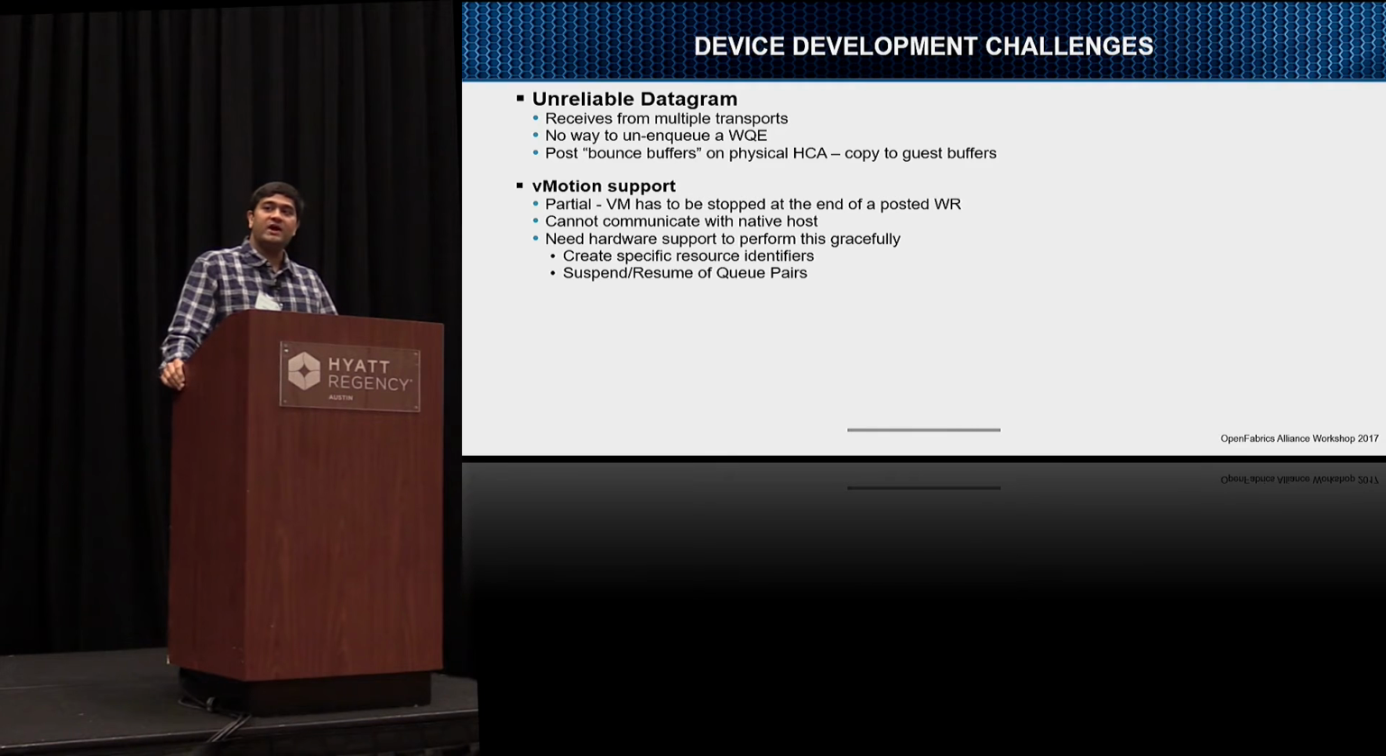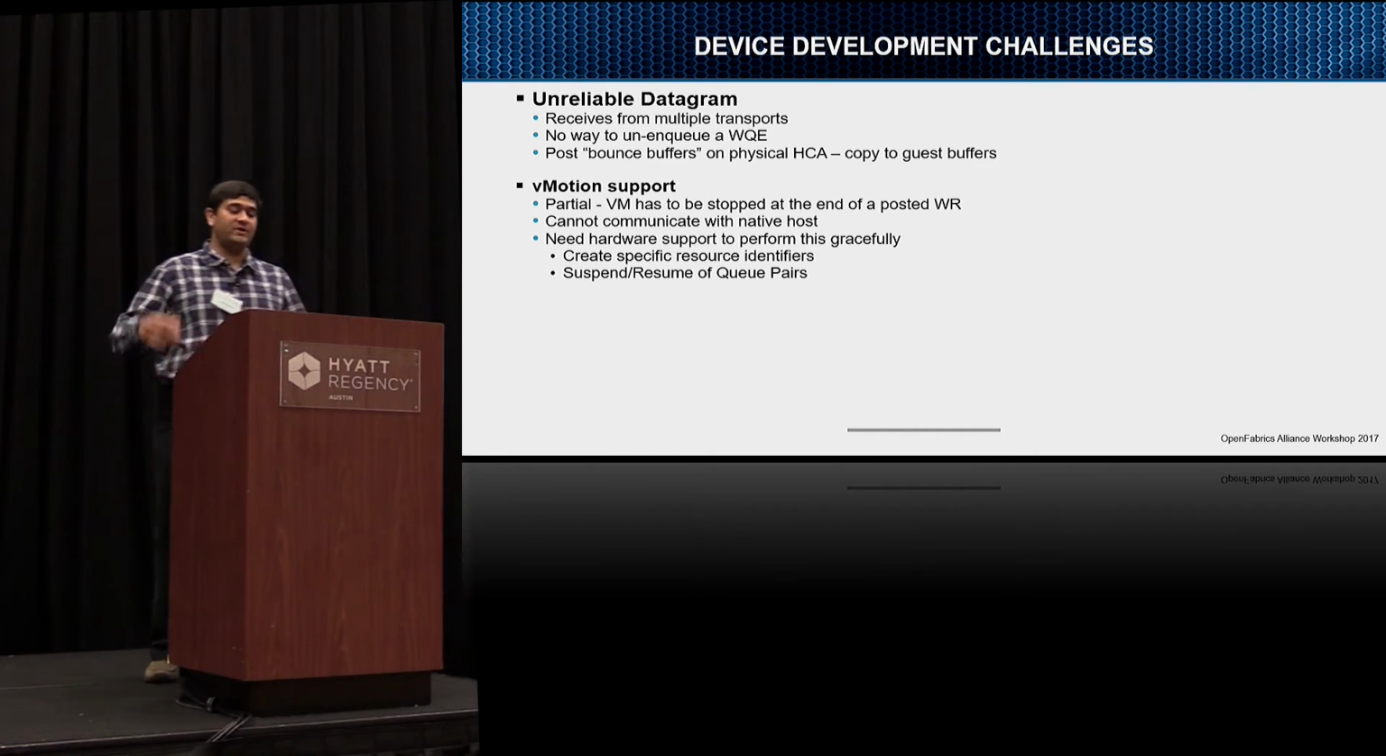To do that, we would need support from the hardware itself to ensure that if you vMotion a VM to a different host, you could recreate QPs with the same queue pair numbers, or recreate MRs with the same remote keys as well. That will allow your communication to resume, when your native host and your VMs can then resume your queue pair connection.